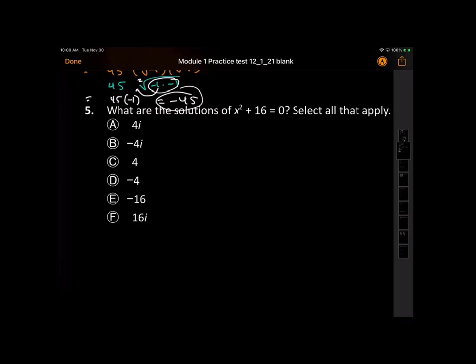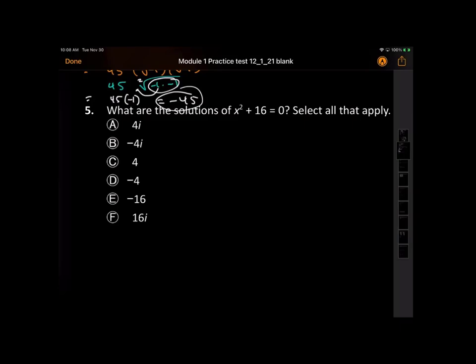Quadratic formula and completing the square would have worked on this problem. Methods that don't always work are the square root method, which is like completing the square, which I'll show you guys, and factoring. Factoring does not work on this one.